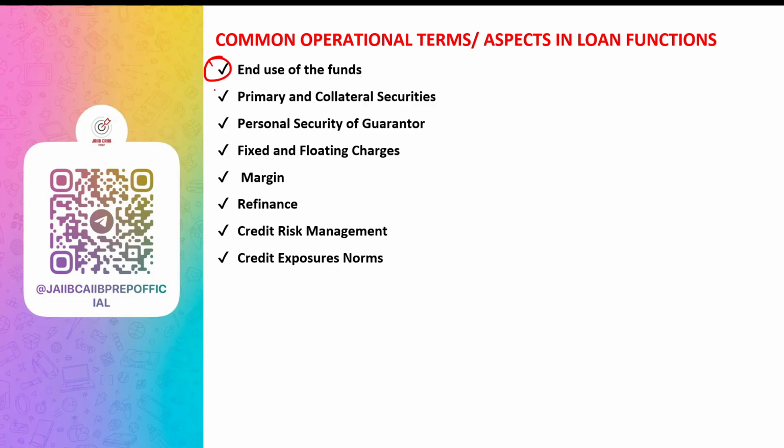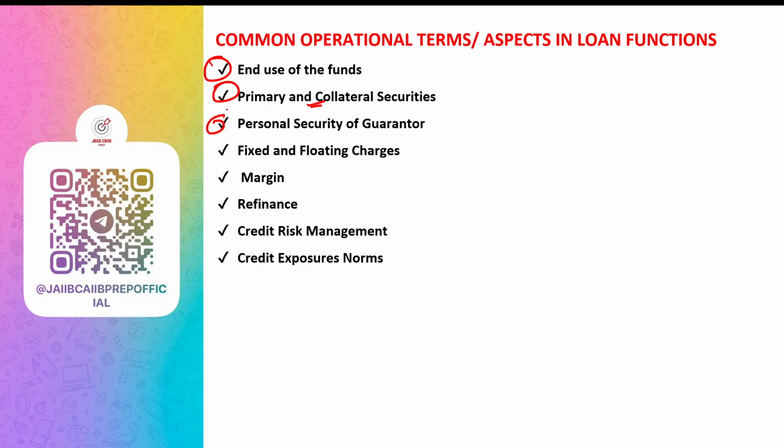Primary and collateral securities. Primary security is the main asset linked directly to the loan. It could be the asset bought with the loan money or any asset offered for the loan. A collateral security is the extra or backup security given to the bank to reduce the risk. So, if the borrower defaults, the bank first claims the primary security, and if that's not enough, then the bank will go to the collateral security.